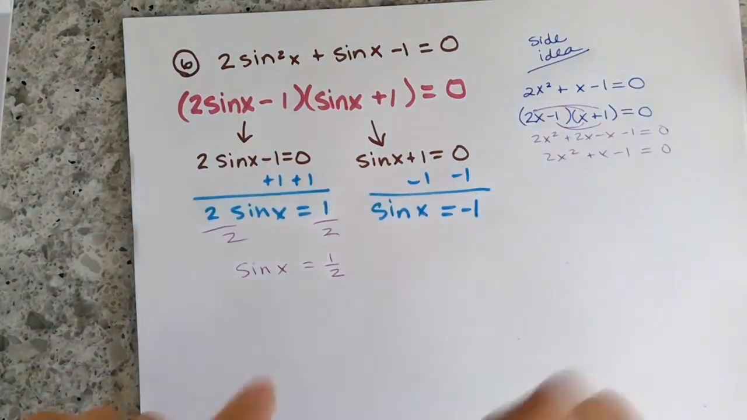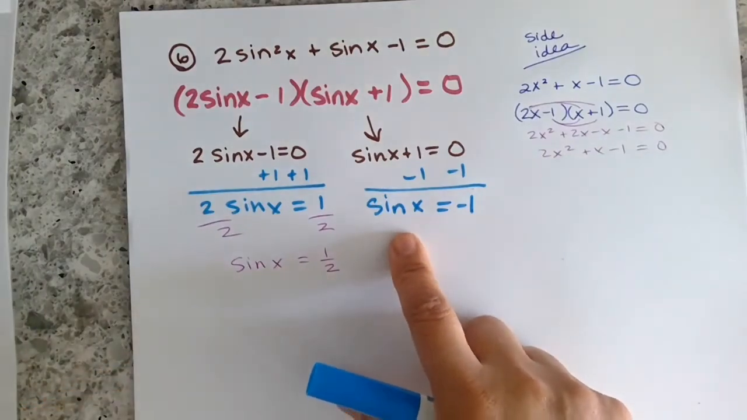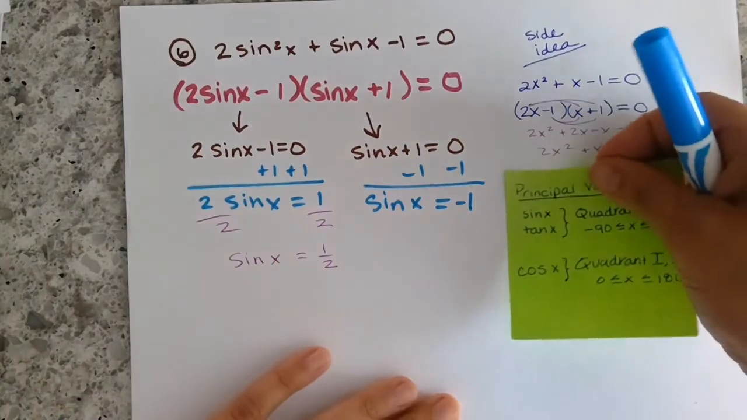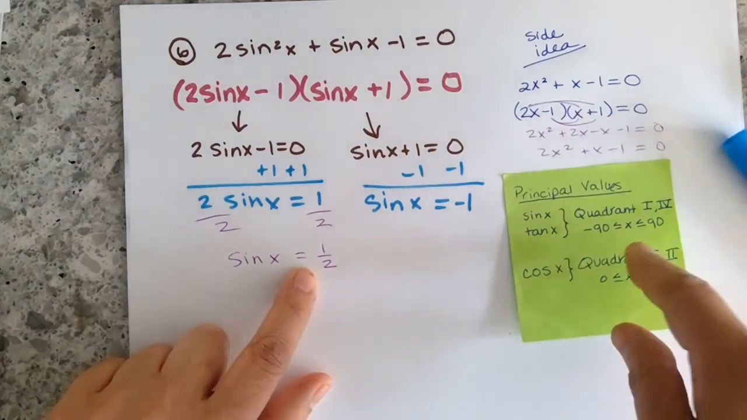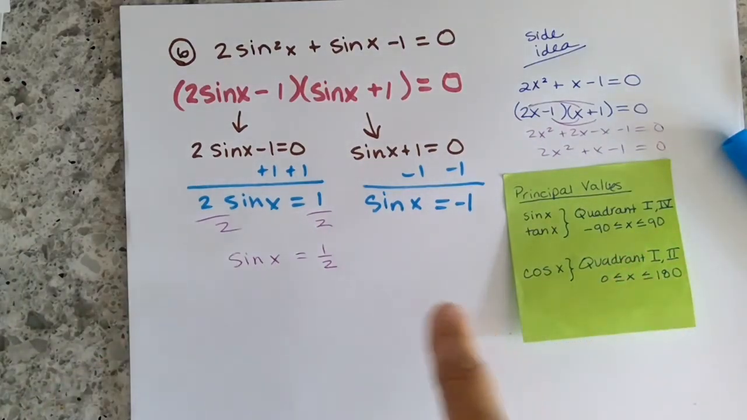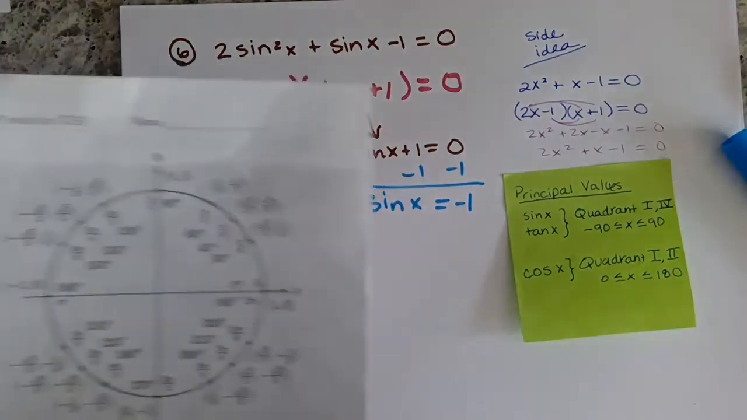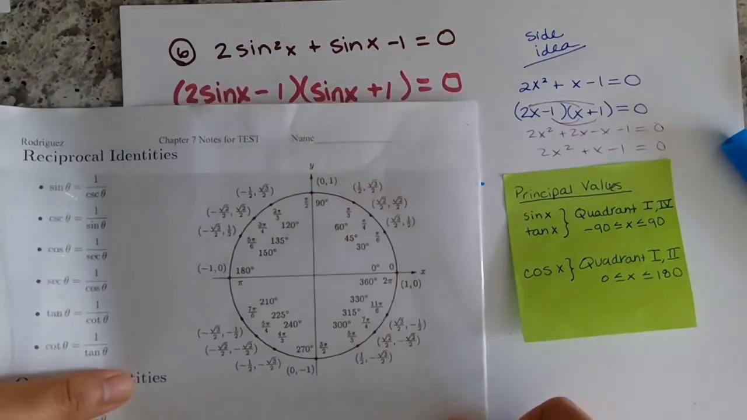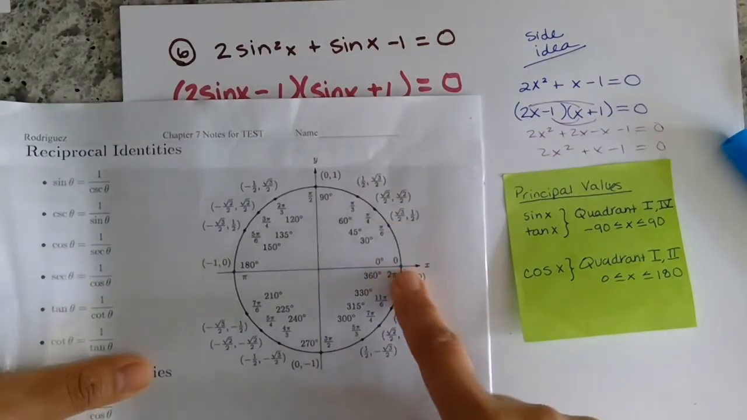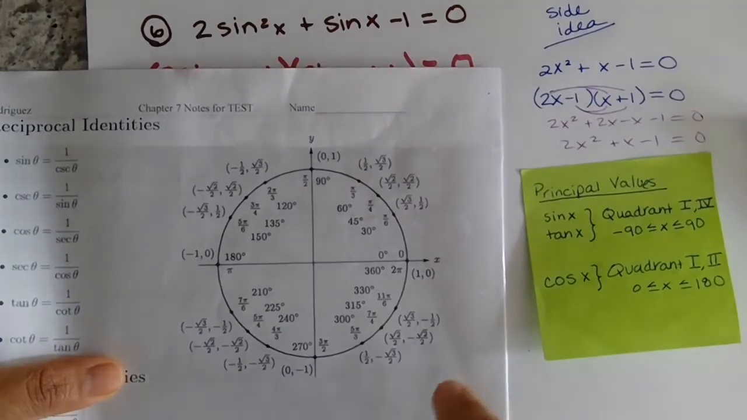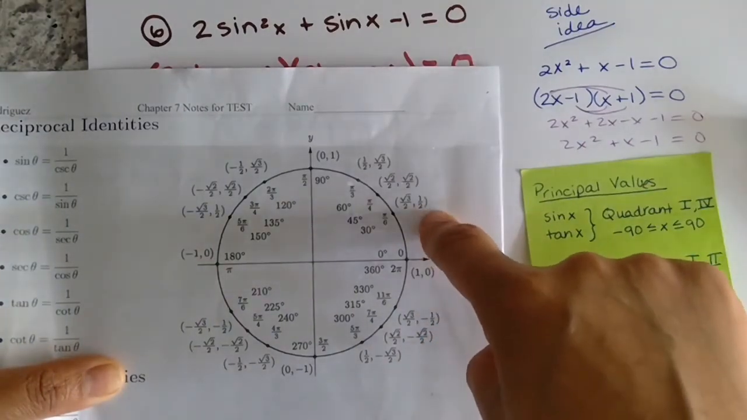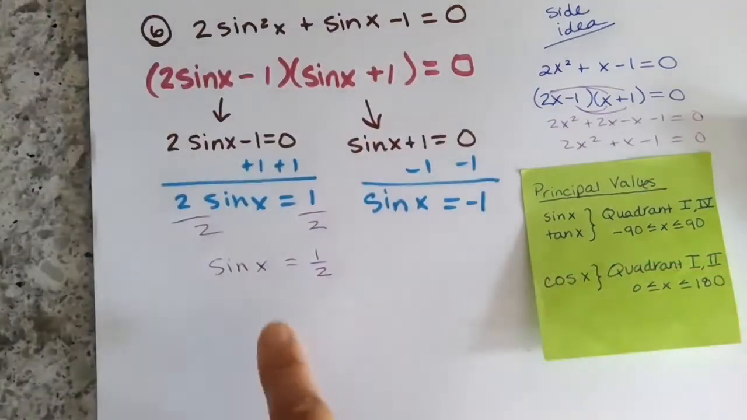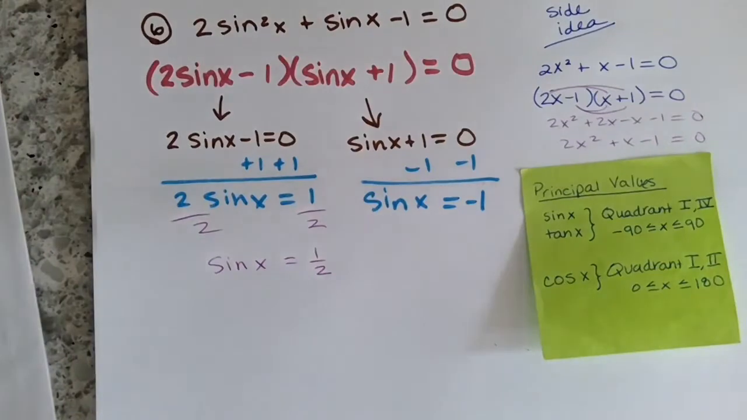All right, so now we're looking for this, and we were still trying to find the principal values for this problem. For principal values of sine, I'm looking at quadrants 1 and 4, and my answer is going to be in radians. So where is the sine of x equal to 1/2 between quadrants 1 and 4? At 30 degrees, that is π/6.